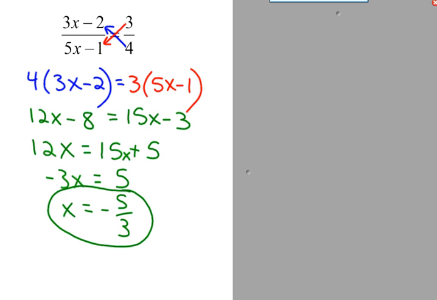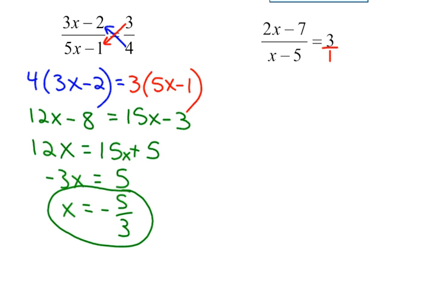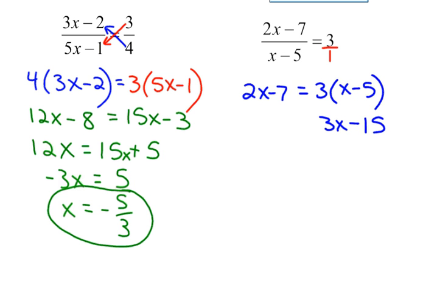And of course we know that we can plug our solution back into the original equation to check it and make sure it works. So we're going to multiply 1 times 2x minus 7, which is just 2x minus 7. And then we're going to multiply 3 times x minus 5. Which when we distribute the 3, we get 3x minus 15.